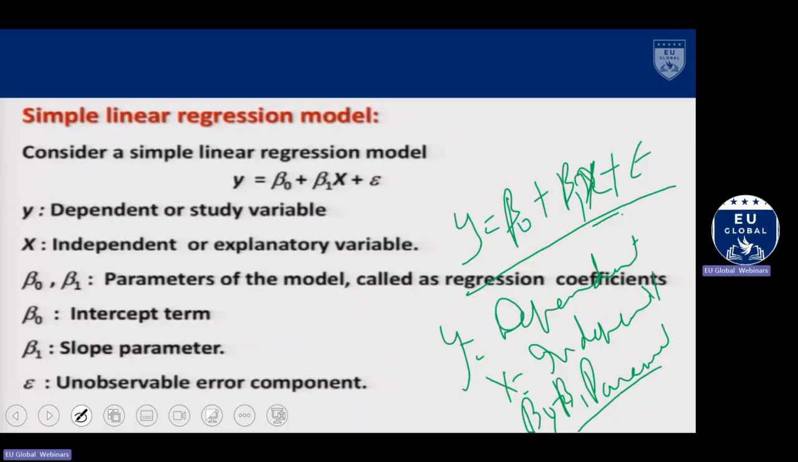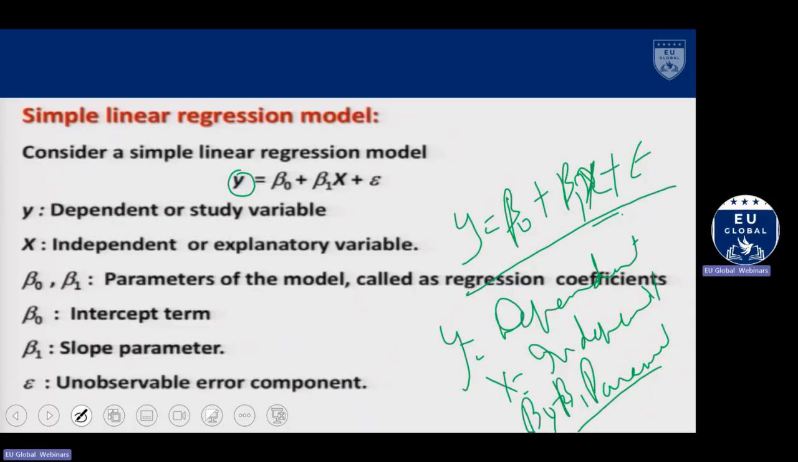Beta naught is your intercept term. Beta 1 is your slope parameter. And here epsilon is the unobservable error component. So it's very important for you to identify what each of the terms here represents.